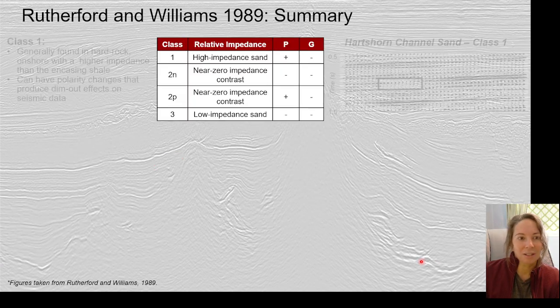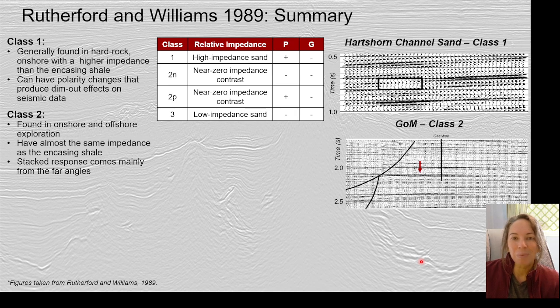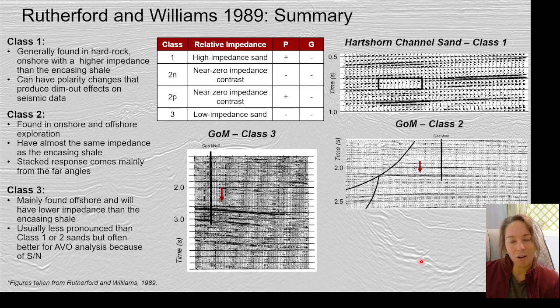Okay, so just as a quick summary, the class 1 sands, these are ones that are typically found in hard rock onshore environments, and this is a generalization, of course. Class 2 sands can show up both onshore and offshore. So I've seen some of these. They're often in the Gulf of Mexico. They're often below where we have those, they're deeper than we have those class 3 sands. And then class 3 is mainly an offshore phenomenon.